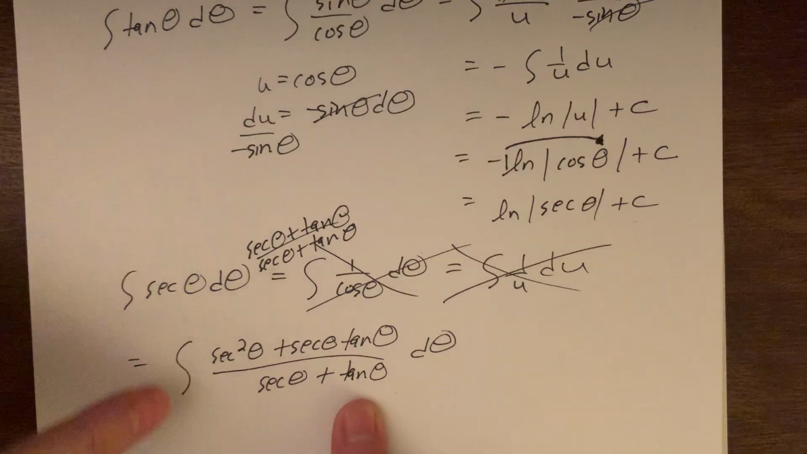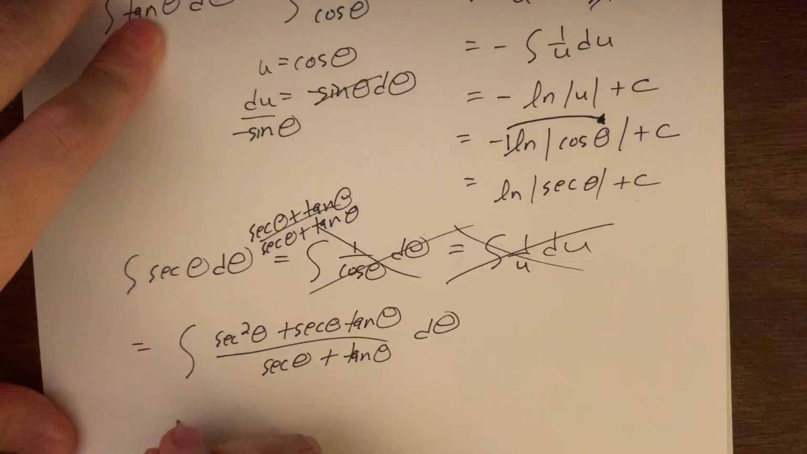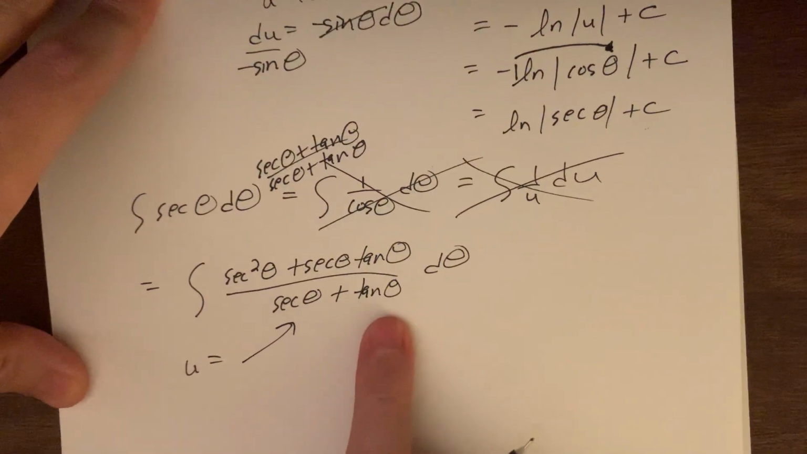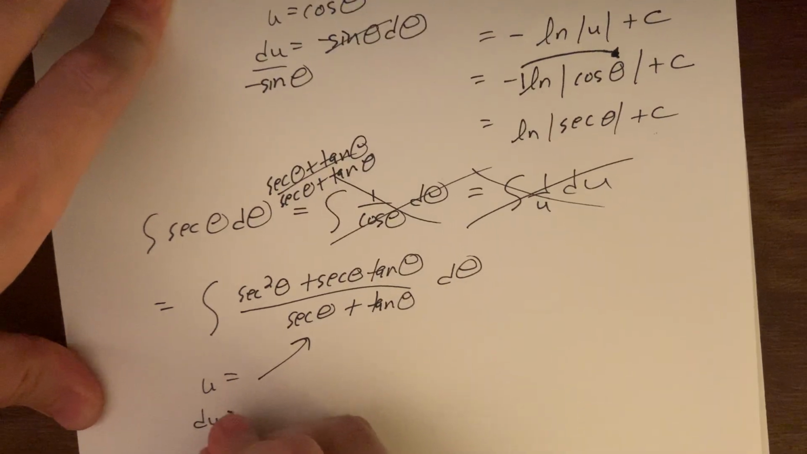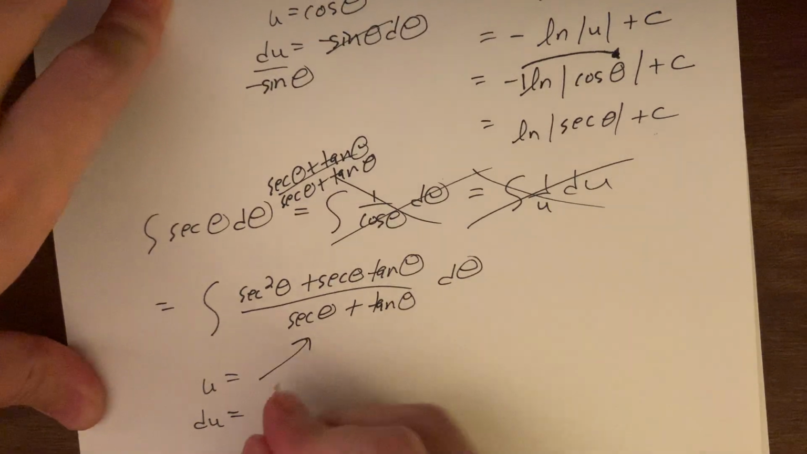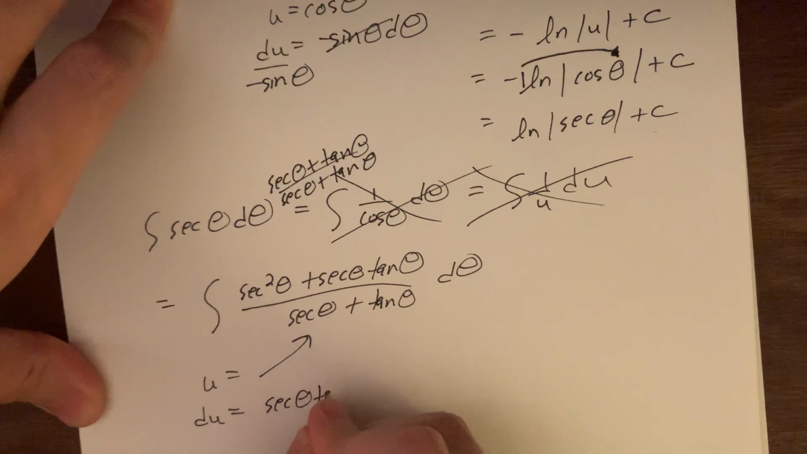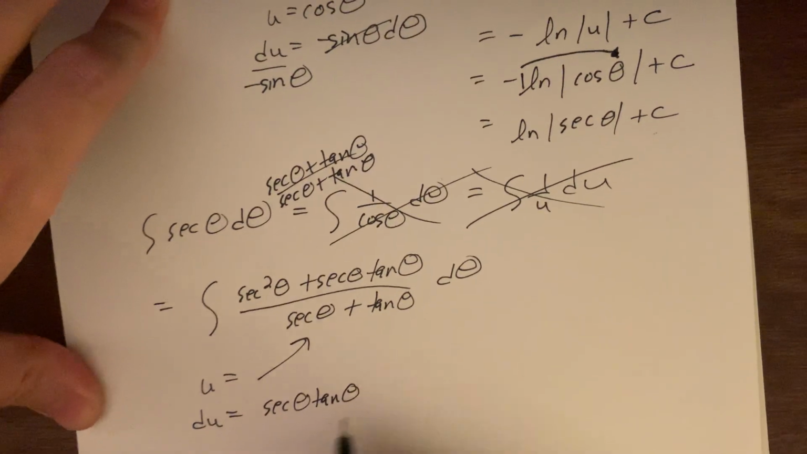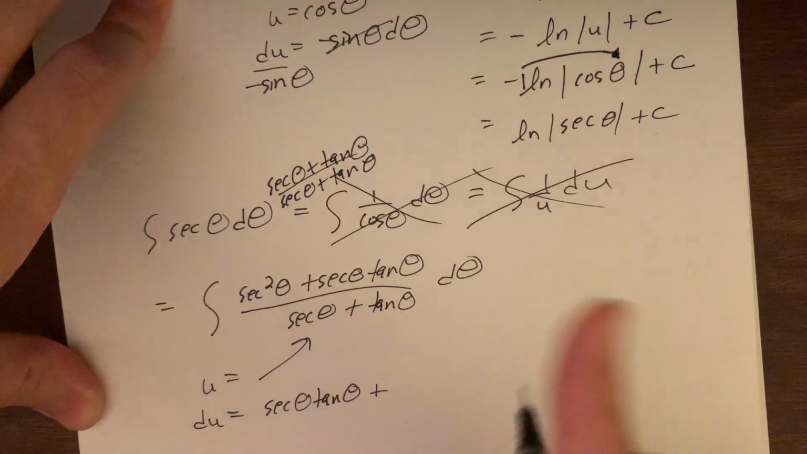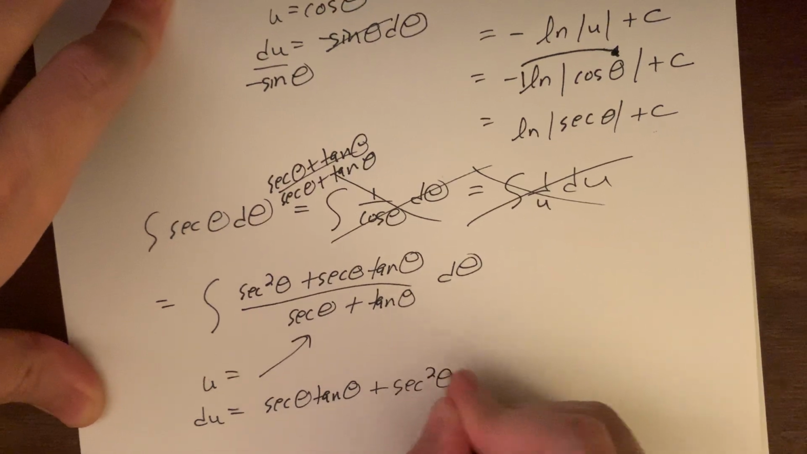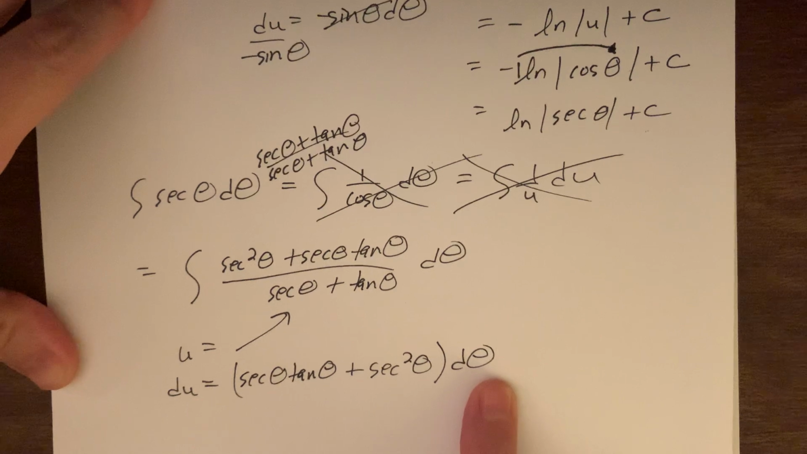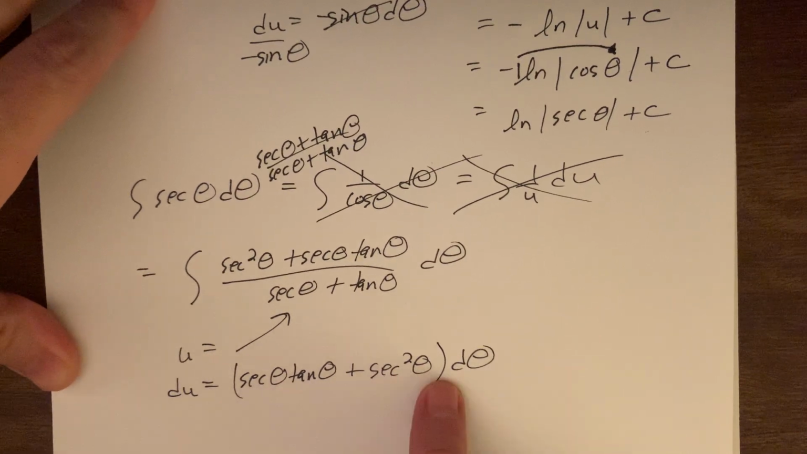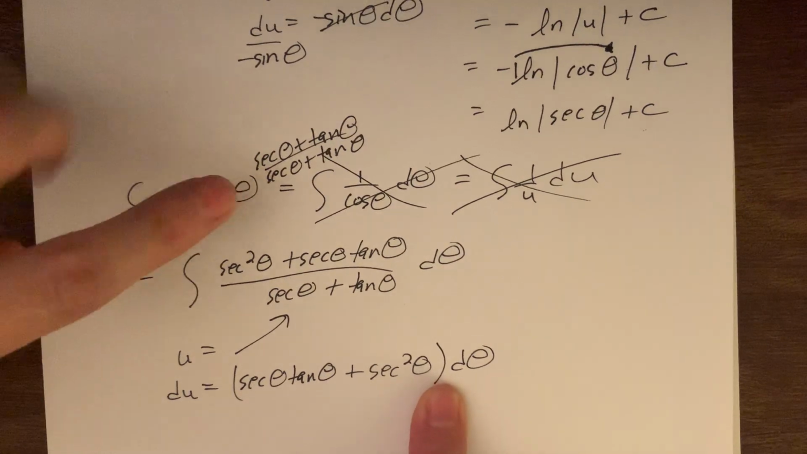Now, with this modification, I try u as the denominator. u is secant plus tangent. So du, well, the derivative of secant is secant tangent, plus the derivative of tangent is secant squared. Do you notice why I'm pausing? In a very lucky coincidence, that's what I was saying.